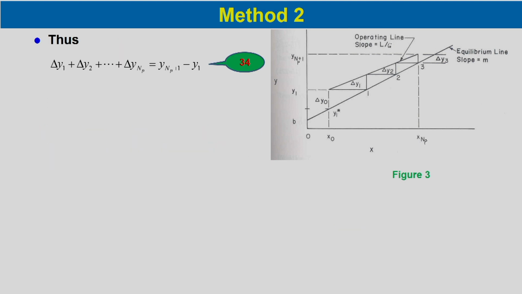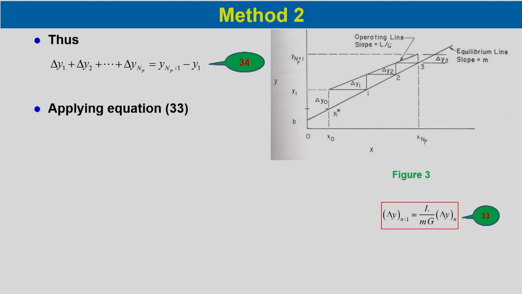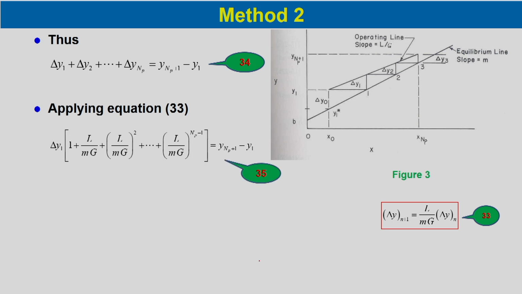So, we can write delta y 1 plus delta y 2 and up to delta y n p would be equal to y n p plus 1 minus y 1. So, this sum would be constant, with this difference between inlet and outlet concentration. Now, applying equation 33, we can write delta y 1 into (1 plus L by m g plus (L by m g) square and so on, up to plus (L by m g) to the power n p minus 1) would be equal to y n p plus 1 minus y 1.